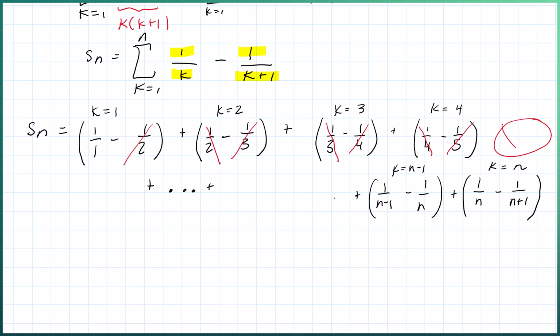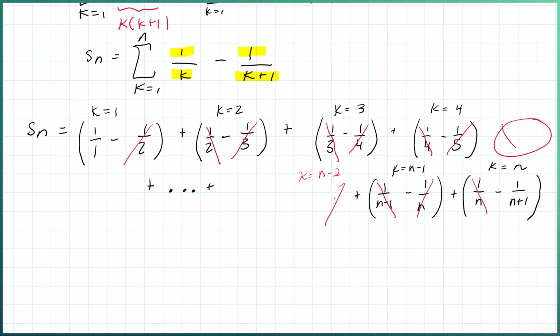We have this 1 over n in the last term, and in the term before it, we have a negative 1 over n. So those are going to cancel. Now, I didn't write the n minus second term right here, but we do know that it has an n minus 1 based on the pattern. So we know that that's going to cancel.